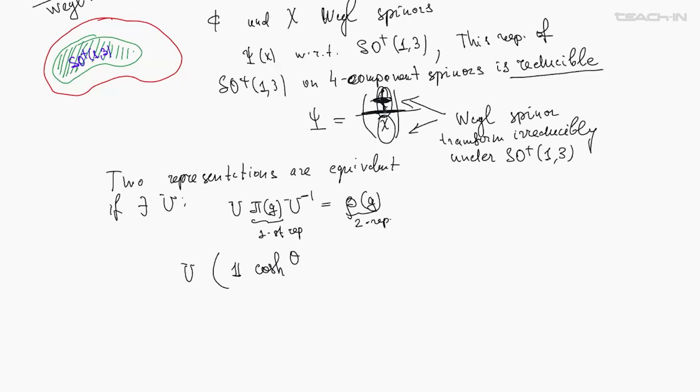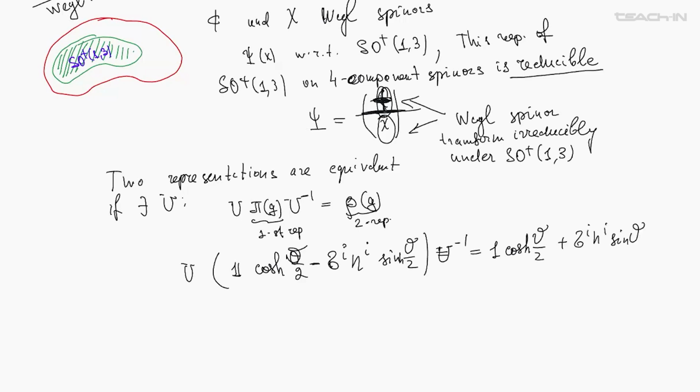No, let me write it down like this: sigma I n_I sinh(theta/2), U minus 1, and takes out of it the matrix of the second representation, cosh(theta/2) plus sigma I n_I sinh(theta/2). And this should be valid for any theta and any n.